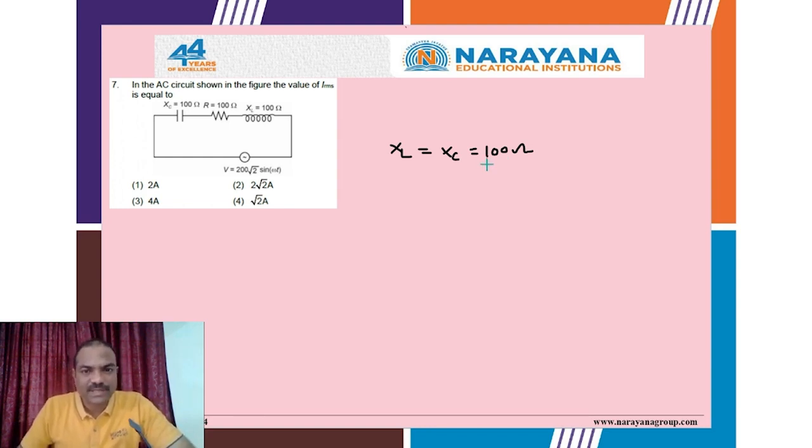Okay, so then they are simply asking the IRMS. Then IRMS is equal to VRMS by R. What is the VRMS value? Actually the peak value is 200 root 2, so the RMS value will become 200, divided by the resistance value, simply 100. So it goes to 2 amperes.